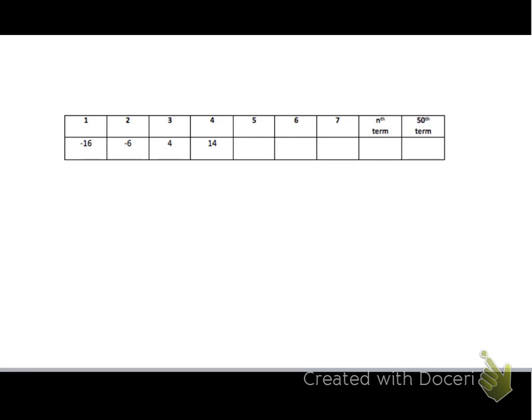Okay, when we were trying to find the nth term, if I'm going from this one to this one, it looks like I am adding 10. This one to this one, I'm adding 10. This one to this one, I'm adding 10. So if I add 10 onto that, I should get 24. Add 10 onto that, I should get 34. Add 10 onto that, I should get 44.